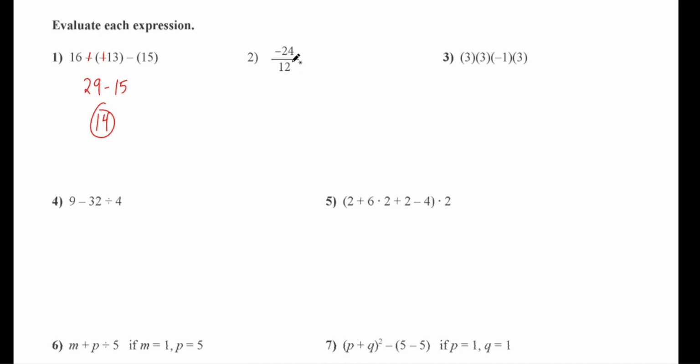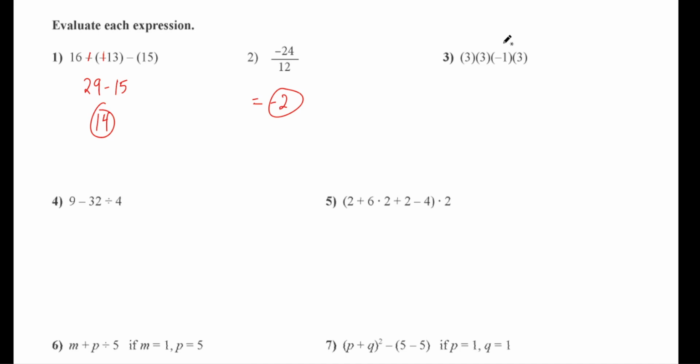What's a negative divided by a positive? It's a negative. So it's going to be negative what? 2. Easy peasy. What about this? You're multiplying all four of these numbers together. You got 3 positives and 1 negative. So what's the sign going to be? It's going to be negative, okay?